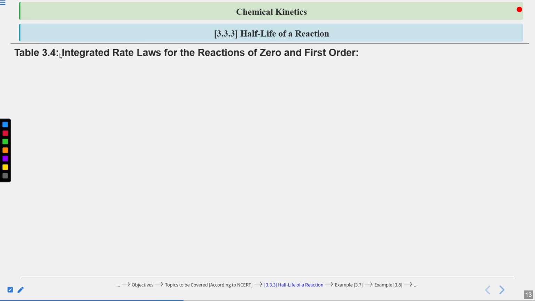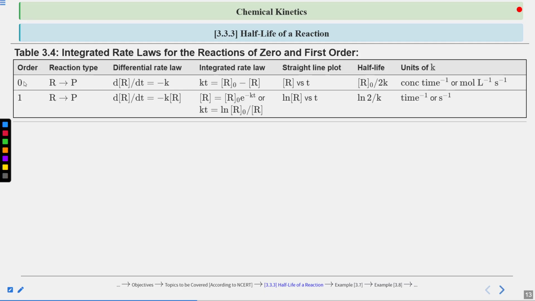Now let's see the table marked as 3.14, which shows the integrated rate laws for reactions of zero and first order. This is a table showing the order of the reaction, reaction type, differential rate law for each reaction, integrated rate law, straight line plot, half-life, and the units of the rate constant.